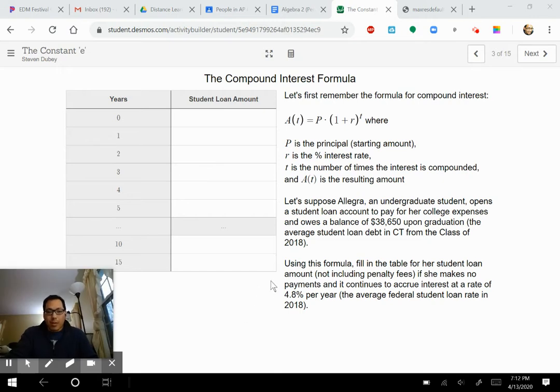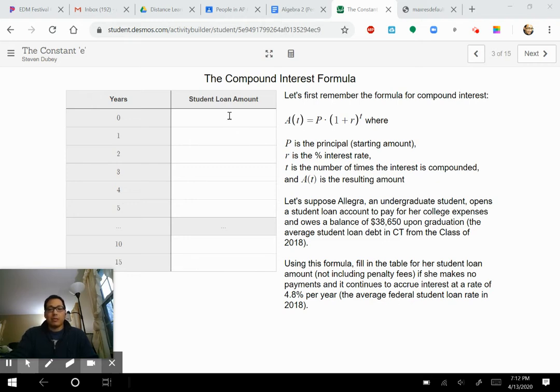Perfect. So using this formula, let's fill in the table for her student loan amount. If she makes no payments, the loan companies aren't going to be happy about that. They'll probably charge some penalty fees, but let's not take that into consideration. If she makes no payments and her loan just continues to increase at this rate of 4.8% per year, which is the average federal student loan rate.